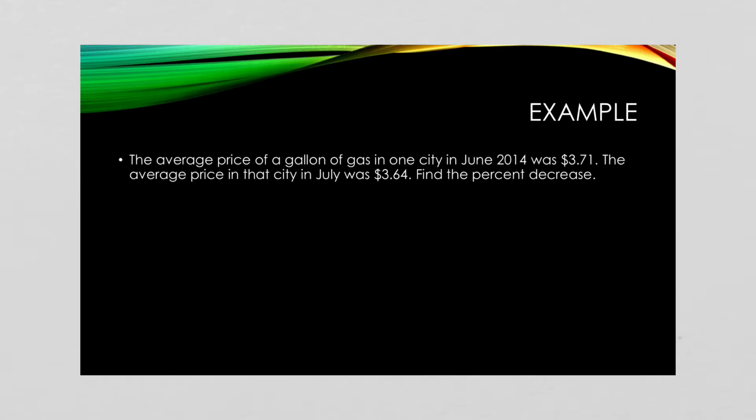The average price of a gallon of gas in one city in June 2014 was $3.71. The average price in that city in July was $3.64. Find the percent of decrease. All right, so again, you want new minus old divided by old. So our new price was this. So that's our most recent price.